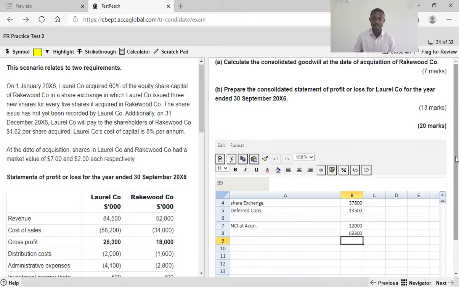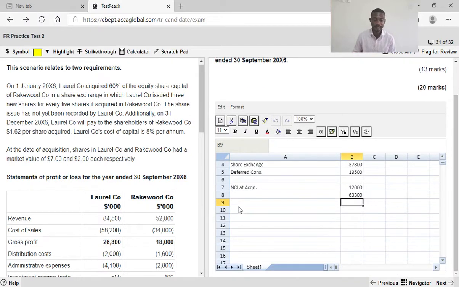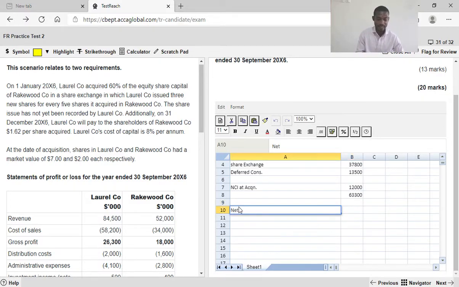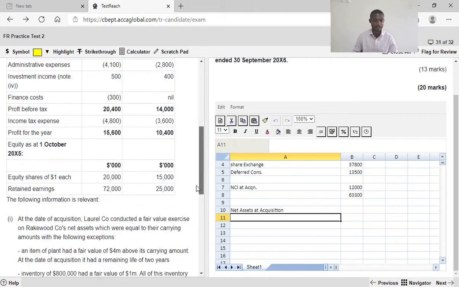Now the next thing I will do is to bring my net assets. So here I'll say net assets at acquisition, and remember, it is always the fair value. We need a fair value. I need a share capital, and the share capital was given here in this information. So I'll type the share capital here, and now it's 15 million.